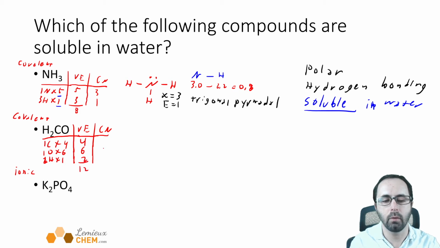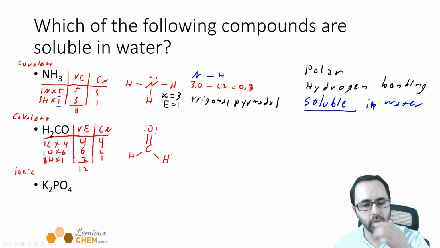for a total of 12. Covalence number is 8 minus 4 for carbon, 4. 8 minus 6 for oxygen, 2. And hydrogen is always 1. We put carbon in the middle, and I'm just going to draw a Lewis structure. It's a double bond to oxygen, 2 hydrogens. We did this back in chapter 17.